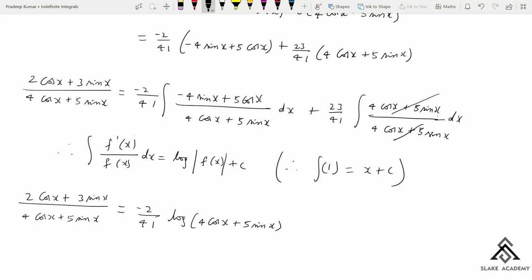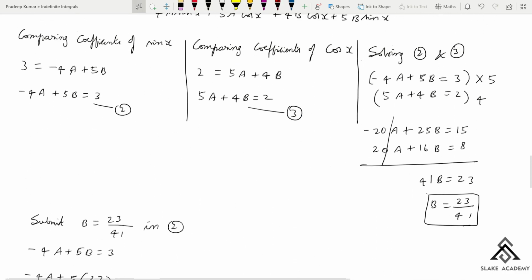Okay, now this part was over, and this part is plus 23 by 41 integration of 1, which is nothing but x. Of course, after solving we have to write plus c. Alright, I hope this is very clear. This is all about this particular question. We'll go through it one more time clearly so that we get complete clarity.